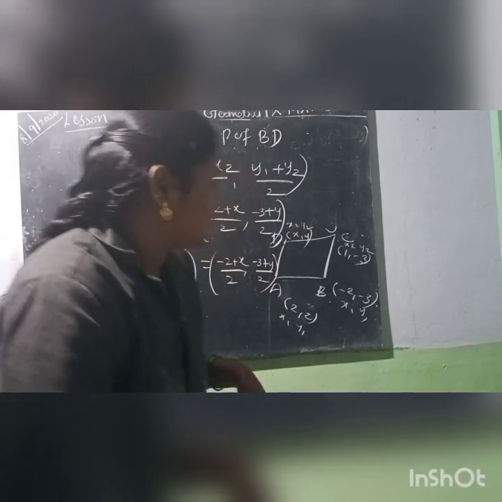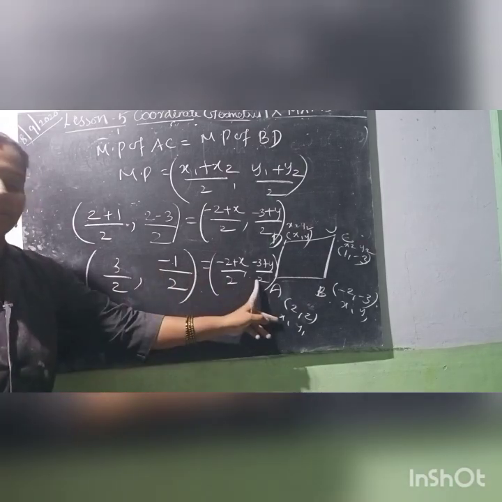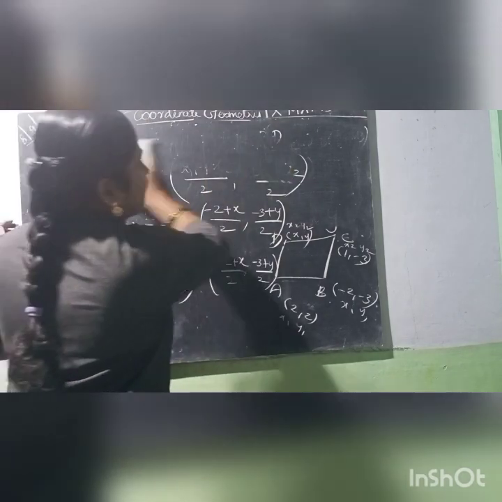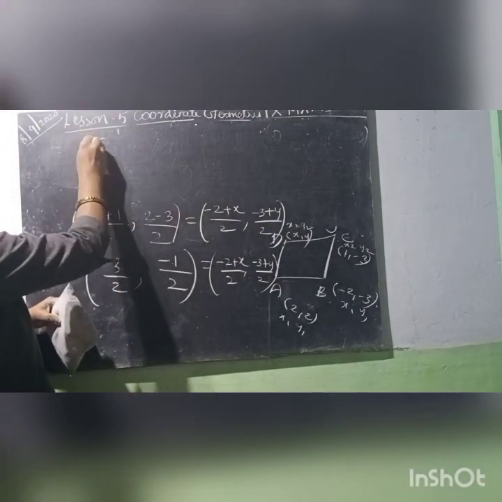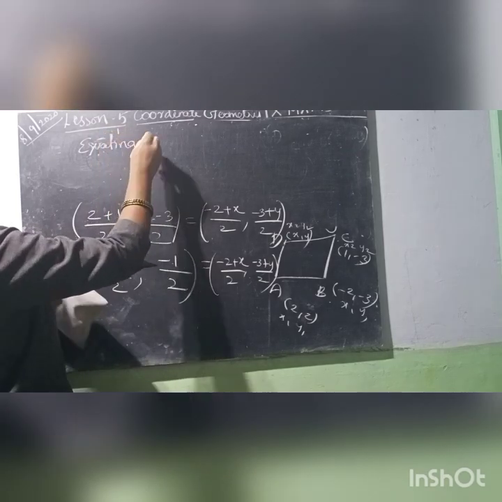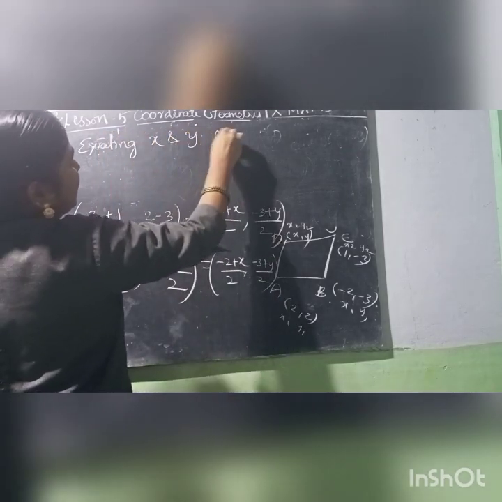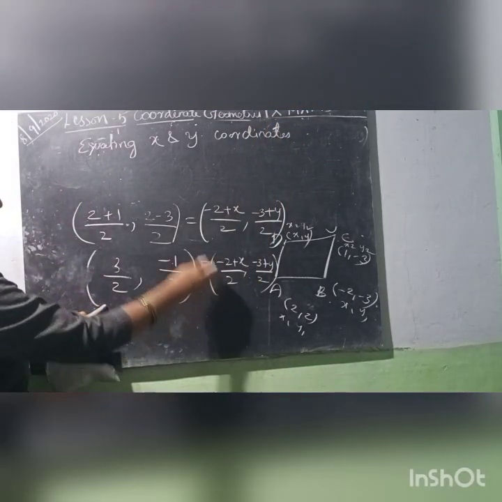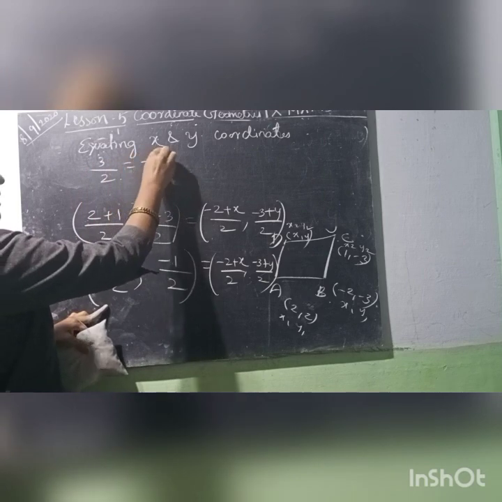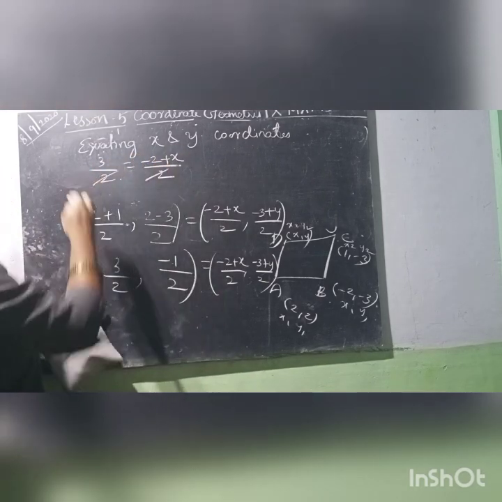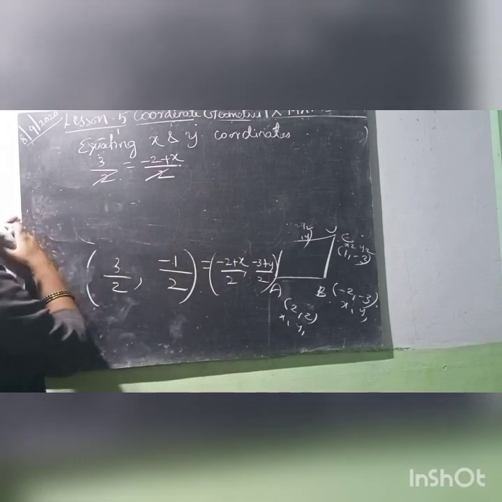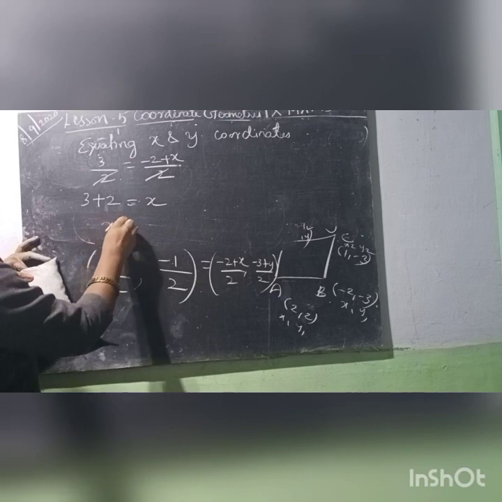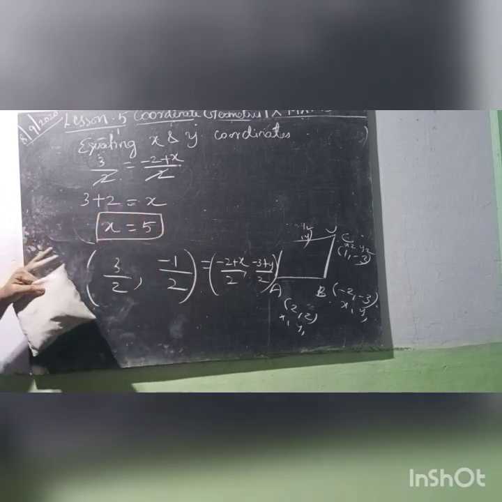Here, we can equate the x coordinate and y coordinate, and then finally find the x and y values. So, equating x and y coordinates. First we compare the x coordinate: 3 by 2 equals (minus 2 plus x) by 2. The 2 cancels. Now we bring this minus 2 here, so 3 plus 2 equals x. So x equals 5. Now we got the x value.